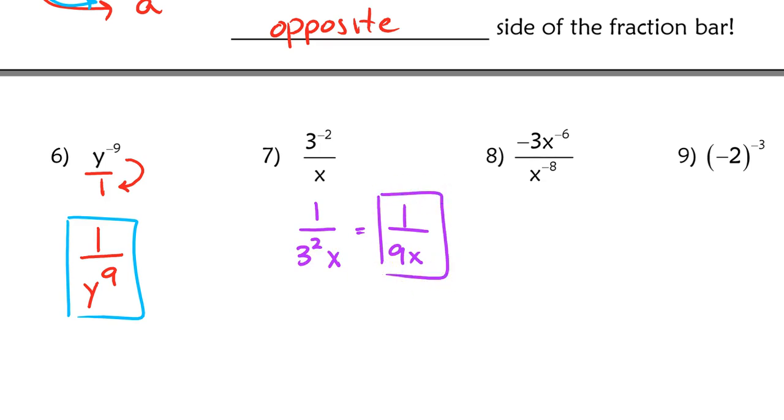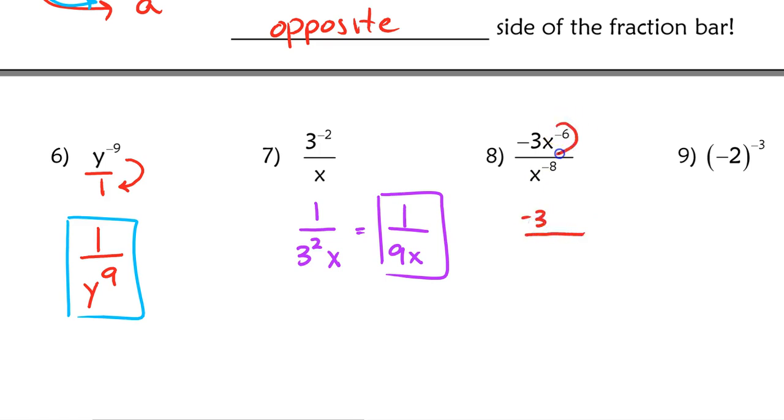Now number 8 is another tricky one, because once we learn this whole idea about negative exponents, people want to move numbers like this -3. But you have to be careful, because -3 is not unhappy. It's only if it has a negative exponent, like the x here has a negative exponent, that it's going to have to move. So that -3 is actually going to stay put. It's not unhappy. It's fine upstairs. So we're going to leave that -3 there.